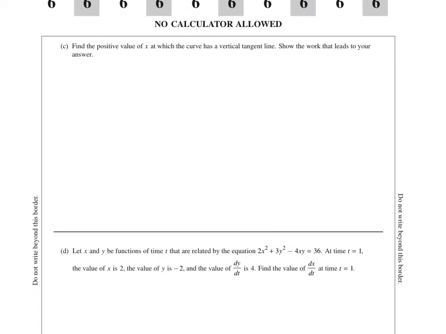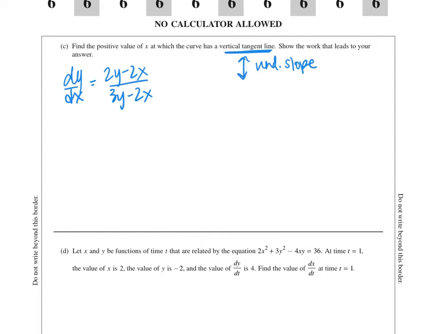All right, find the positive value of x where the curve has a vertical tangent line. A vertical line has an undefined slope. My slope that they gave me was (2y minus 2x) over (3y minus 2x). For that to have an undefined slope, the denominator has to equal 0. So we're going to find where this denominator equals 0.